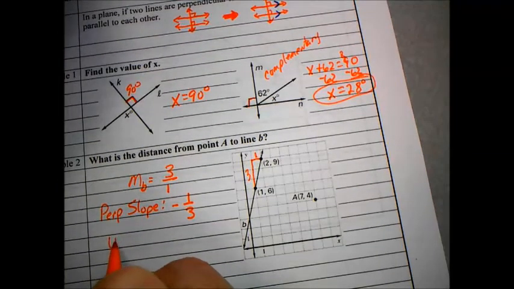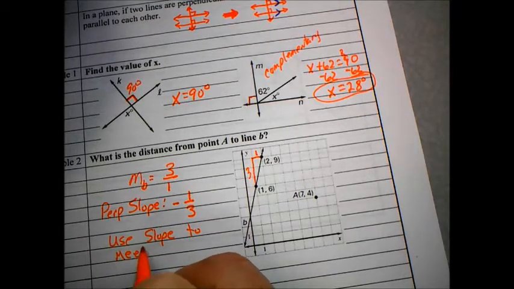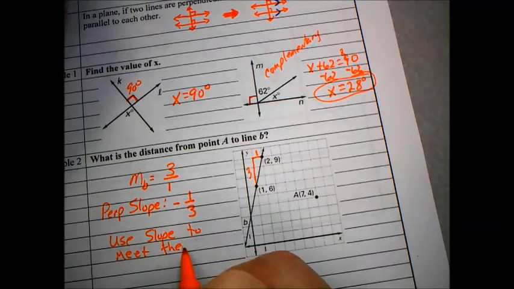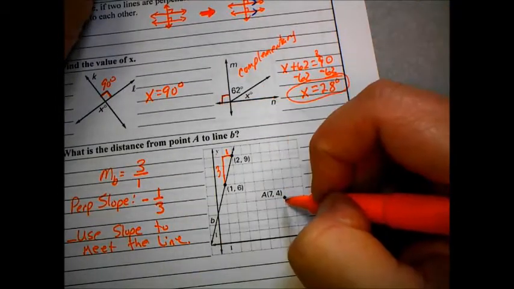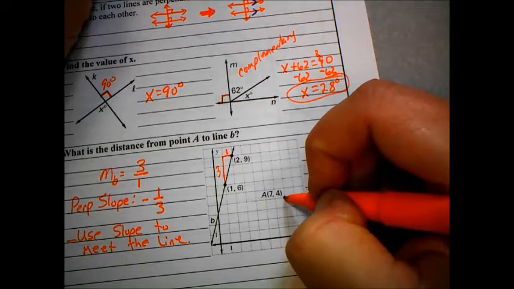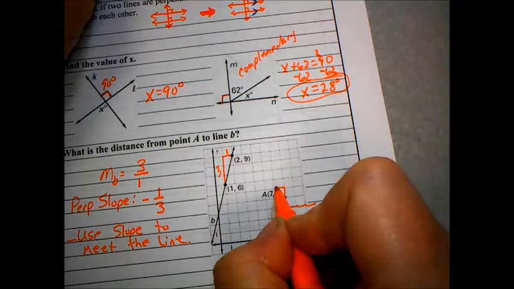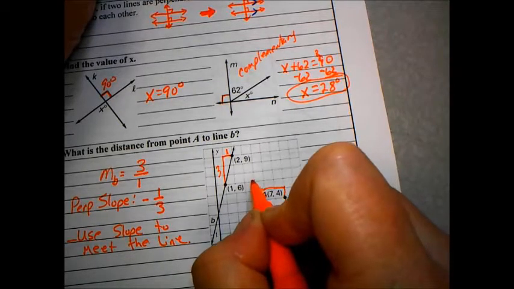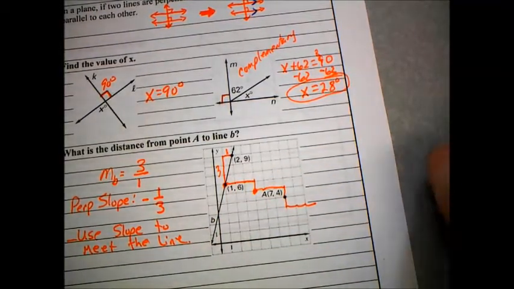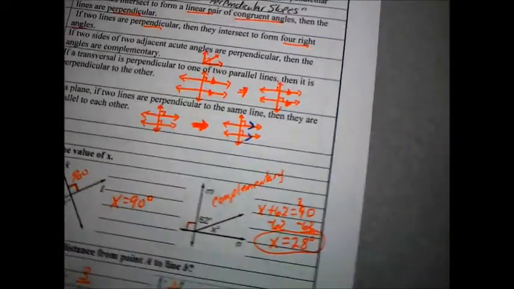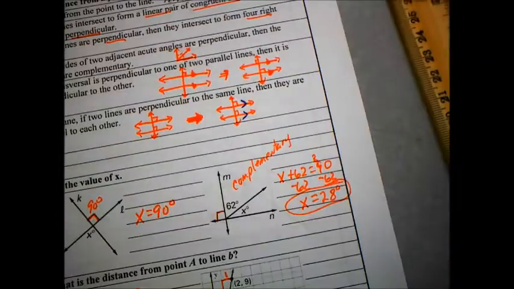And now I want to use that slope, your perpendicular slope, to meet the line. In other words, I'm going to go from this point, I'm going to follow my slope, which technically tells me to go down 1 and right 3, but I'm off the line, so I'm going to do the reversal, which will be up 1 and 1, 2, 3, up 1 and 1, 2, 3. So this produces my perpendicular line. Let me get a ruler so I can actually draw it.